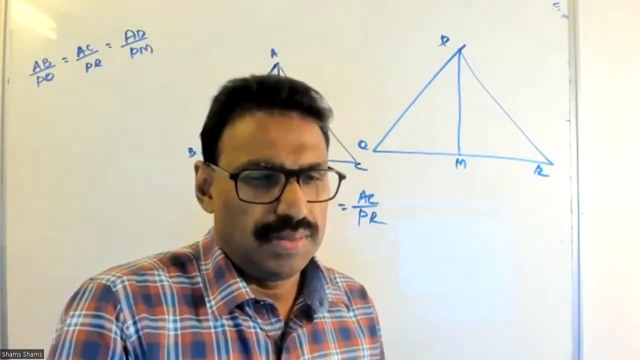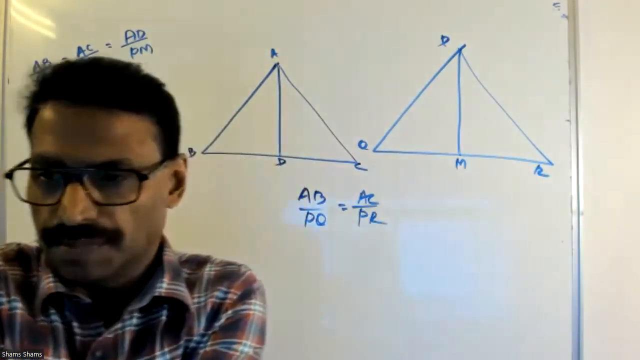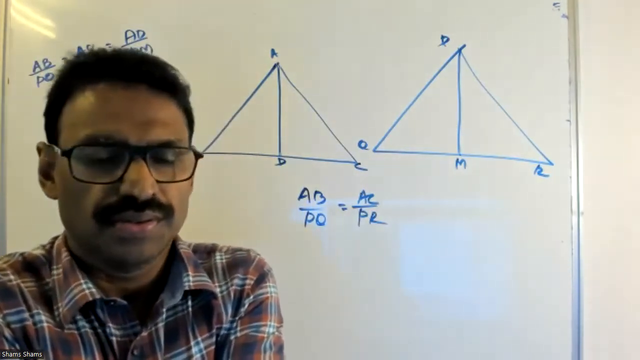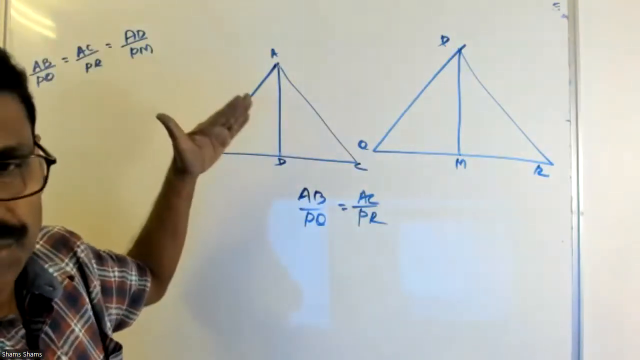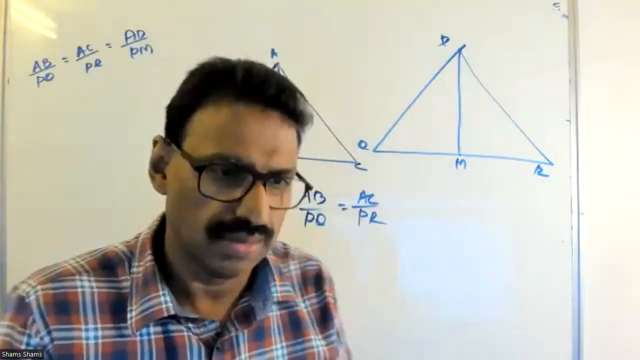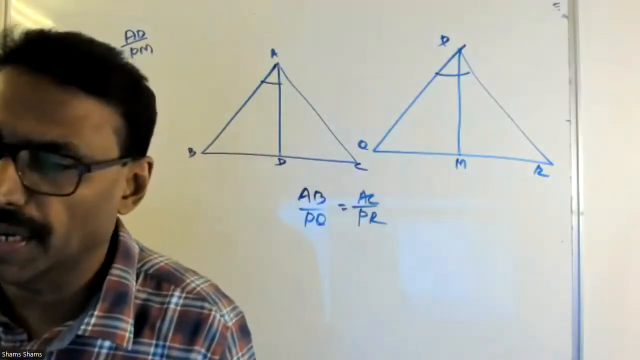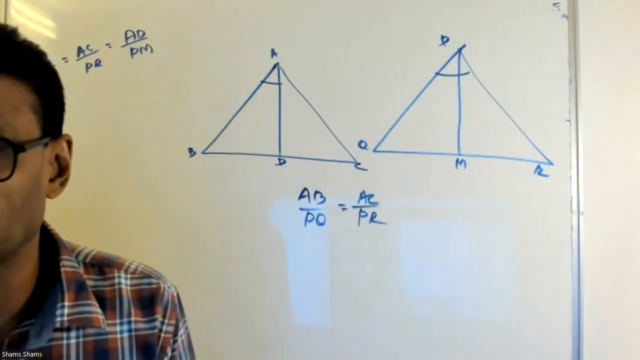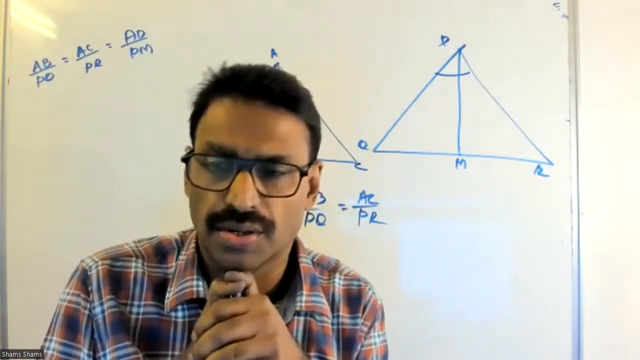Okay, angle BSC. Now Preeta is saying, if angle A equals angle P, then we are finished. Correct or no? Listen. AB by PQ equals AC by PR is already there. If we can show angle A equals angle P, then the triangles are similar by what? SAS similarity. This is the one I asked you. Clear now? Neha, clear or not?